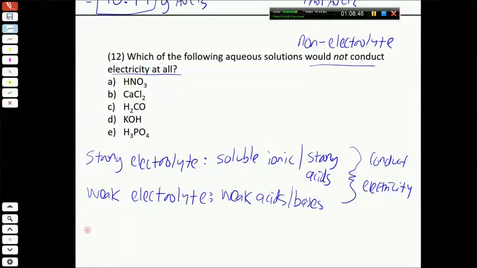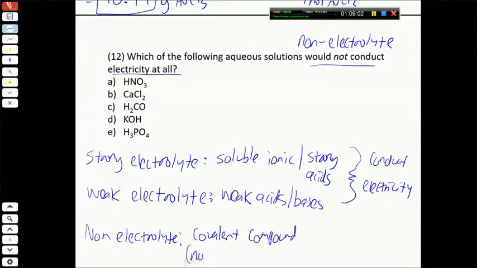And then the ones that are non-electrolytes, the ones that don't conduct electricity at all, those would be covalent compounds that are not acids or bases. These ones do not conduct any electricity at all. So if we're looking in this question for the type of solution that would not conduct electricity at all, what we're looking for is a covalent compound that's not an acid or a base.